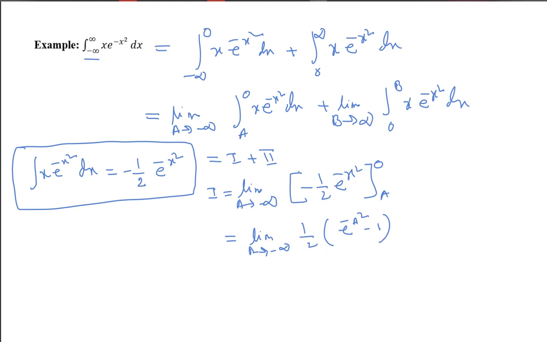So now you take limit a tends to minus infinity. If a tends to minus infinity, that means a squared tends to plus infinity. So e to the minus infinity will be 0. So the value will be minus 1 by 2. So the limit exists and the value is finite, that is minus 1 by 2.